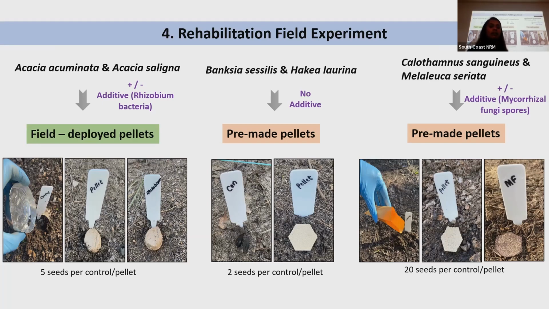As Acacia do have rhizobium inoculations, we decided to use Acacia rhizobium bacteria as an additive. So we had field diploid pellets with rhizobium bacteria and without rhizobium bacteria. Similarly, Calathumnus and Melaleuca have mycorrhizal fungi associations, so we used mycorrhizal fungi spores as an additive. We hope that these additives would provide more benefits for seed establishment. Banksia and Hakia don't have any associations, so we didn't use any additives. They just had control and pellets.